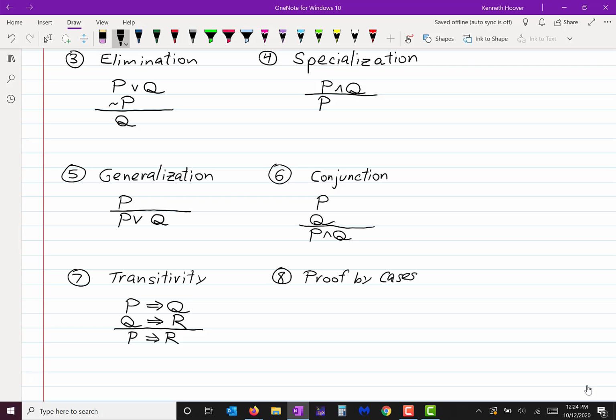Okay, and that is you're given P or Q. You're given that P implies R. And you are given that Q implies R. And from those three premises, hang on, let me fix that. From those three premises, what can we conclude? We can conclude R.